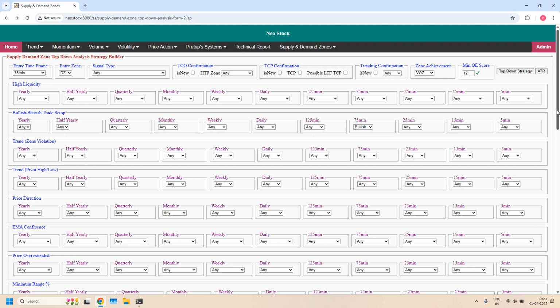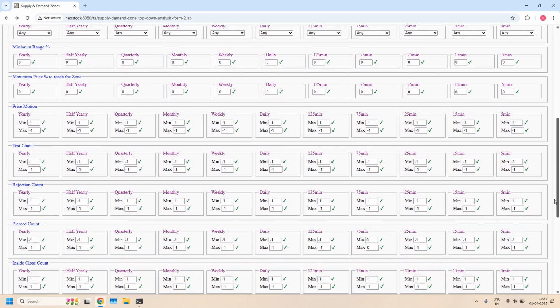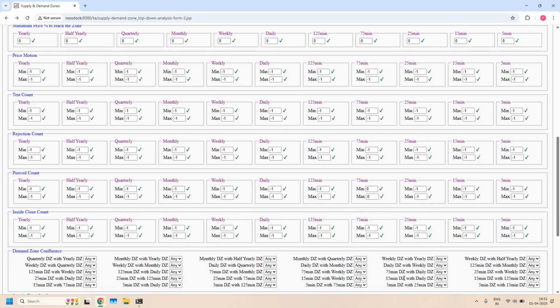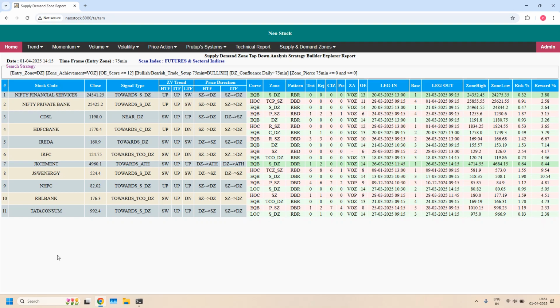So that is 75 minutes and daily demand zone confluence. I enable the filter. We got 11 stocks out of 16. These 11 stocks, these 75 minutes demand zones are overlapped with daily demand zones, and daily trend is up in all the stocks, ITF trend.